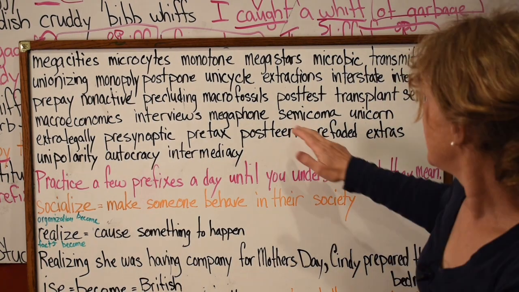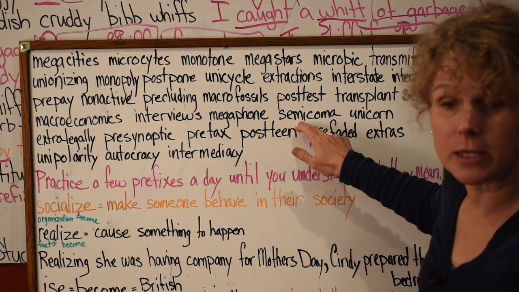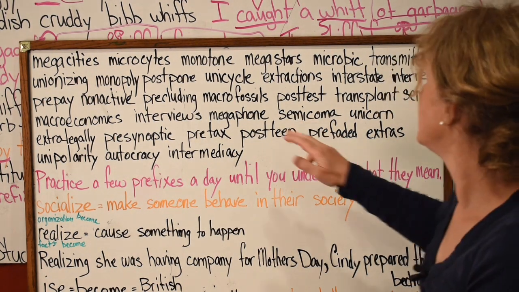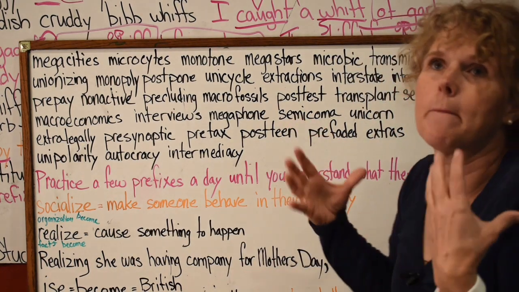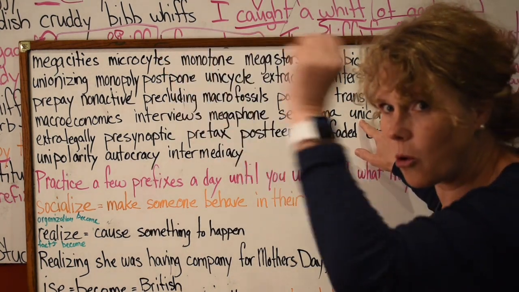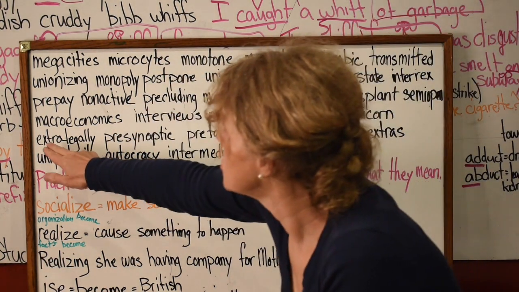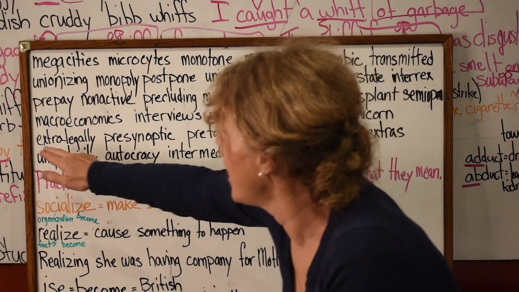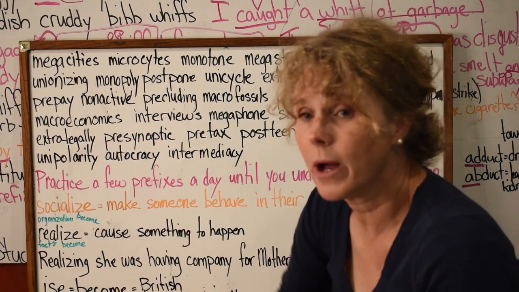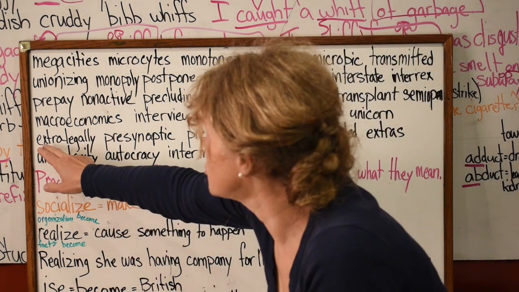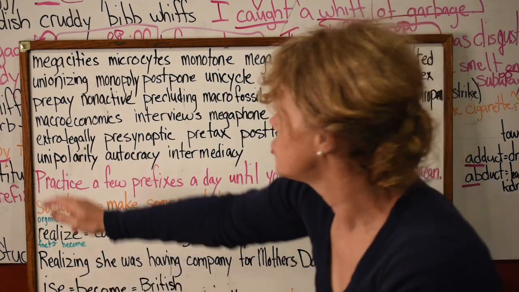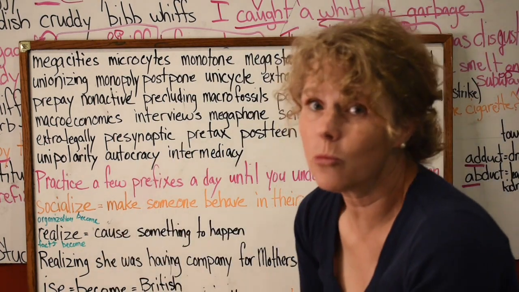Here's my megaphone. Semi-coma. Semi means partly, or a part. Semi means partly or half. So you're in like a part coma or a half coma. Unicorn. Uni means one horn from this horse. So extralegally. Extra means, what does extra mean? The ex means out of, the tra means beyond. So you have extra, you have more than what you really need.